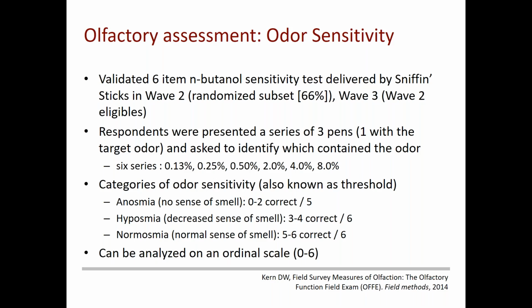And then we score this in a very simple way also, which is how many correct answers there are, and this is also known as the threshold score. So anosmia, 0 to 2 correct, hyposmia, 3 to 4 correct, and normosmia, 5 to 6 correct. And again, you can analyze this on an ordinal scale as well.